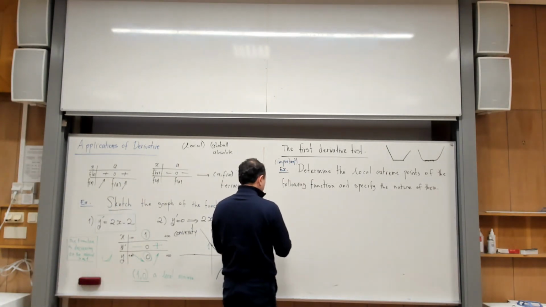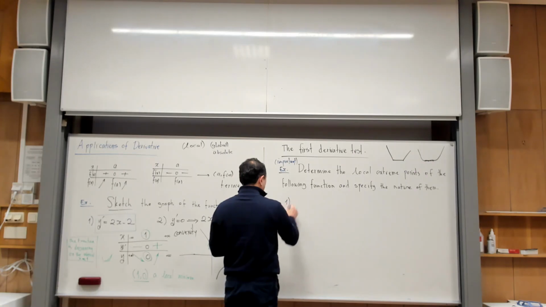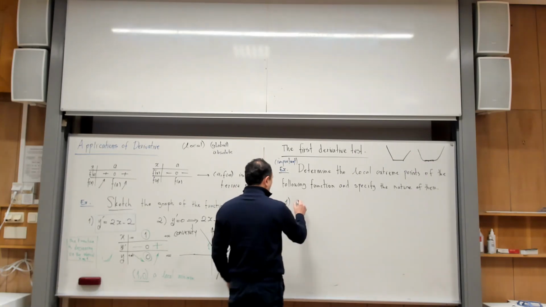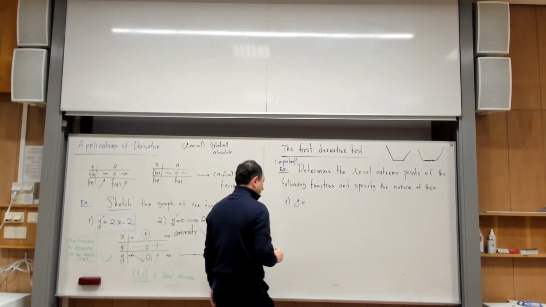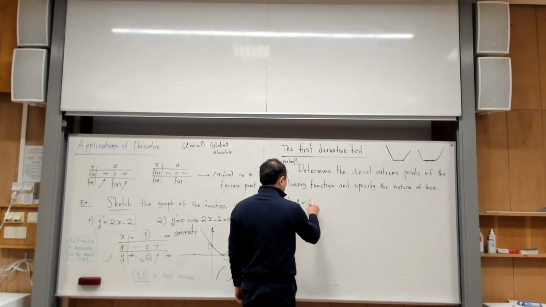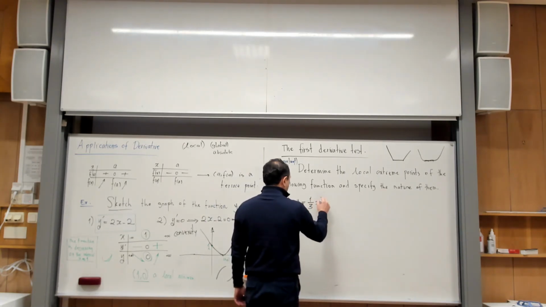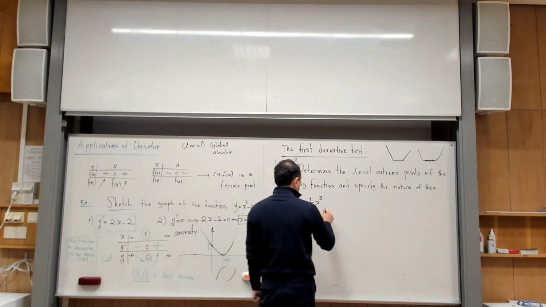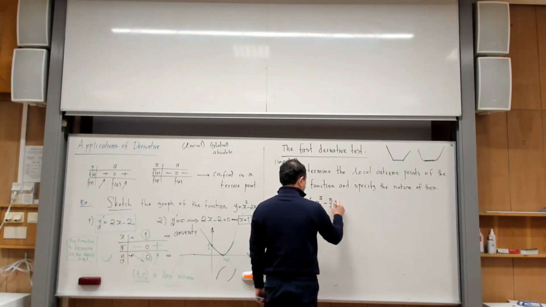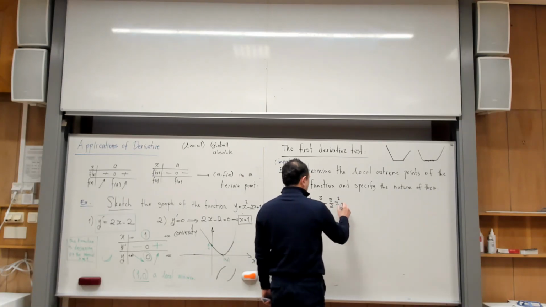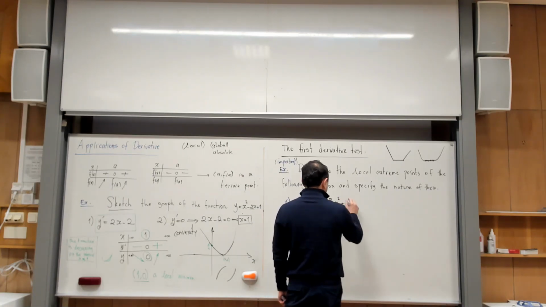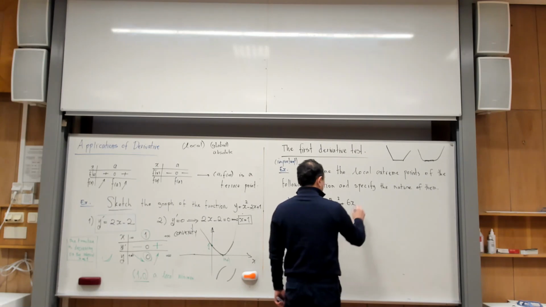Number one, y equals a third x to the power of 3, minus 5 over 2 x squared plus 6x minus 1.